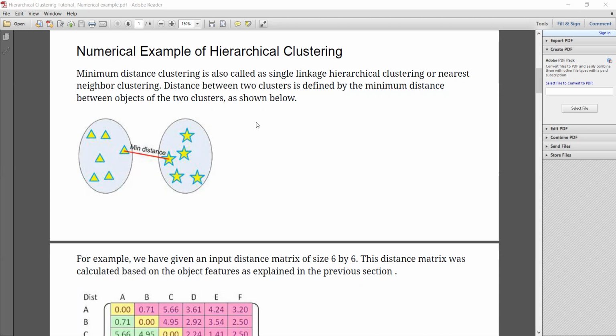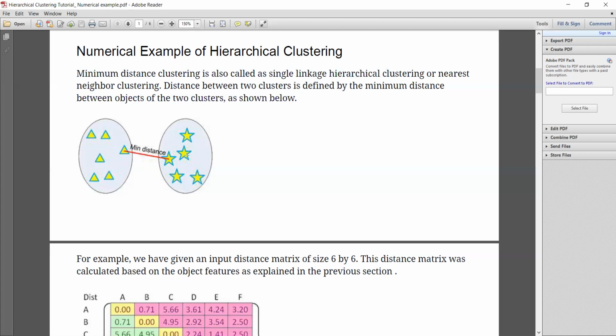So here we will discuss one numerical example for single linkage clustering first. You know that minimum distance clustering is also called single linkage hierarchical clustering or nearest neighbor clustering. The distance between two clusters is defined by the minimum distance between the objects of the two clusters, as shown below. As shown in this figure, the minimum distance between the members of the clusters is what we consider as the distance between the two clusters.